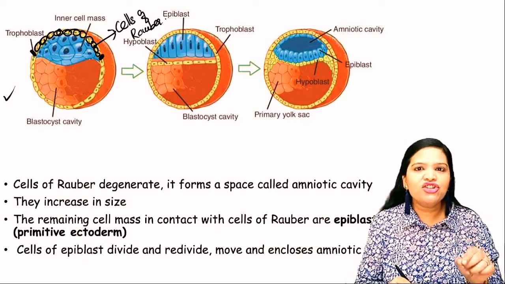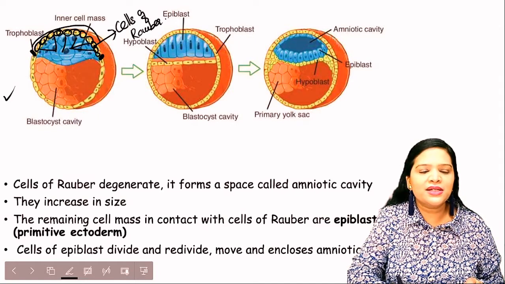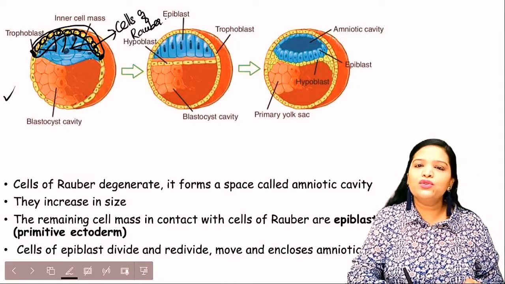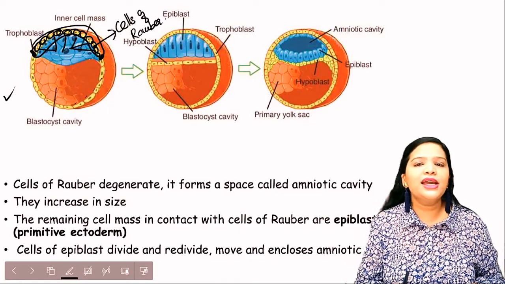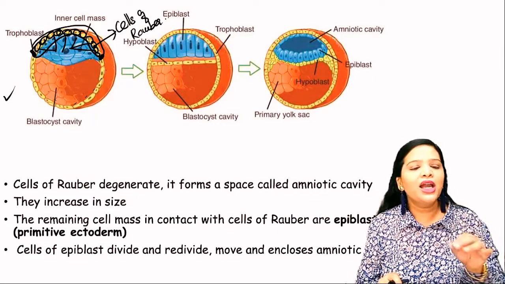It is surrounded by a single layer of trophoblast, right? So the region where the trophoblast contacts the embryonic cells is called cells of Rauber. The other cells are also trophoblasts, but they are not in contact with the embryonic mass, so they are not called cells of Rauber.